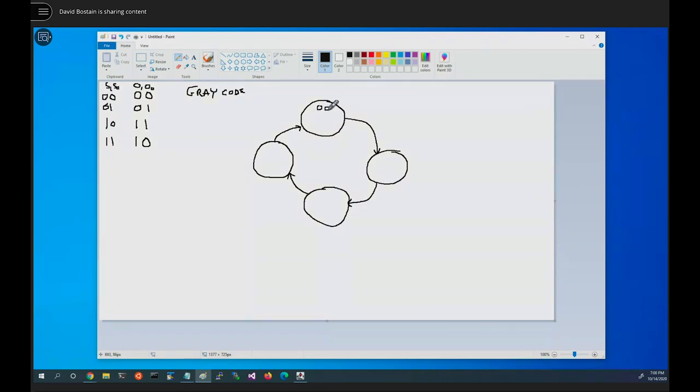Now I'm going to label each box or circle with the state name. 0, 0 goes to 0, 1, goes to 1, 0. I'm sorry, I want state names here. That's right. Goes to 1, 1. Now, if it's a Moore machine, I'm going to put my outputs below a line. Looks like the Michelin man, right? I put my outputs down below the line. It could be a different number.